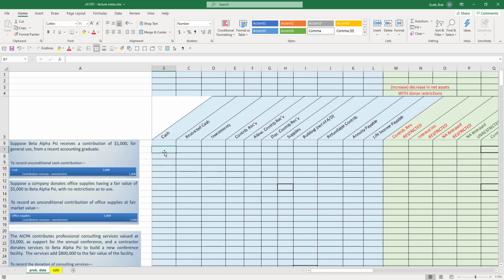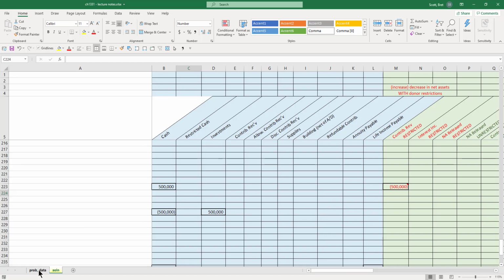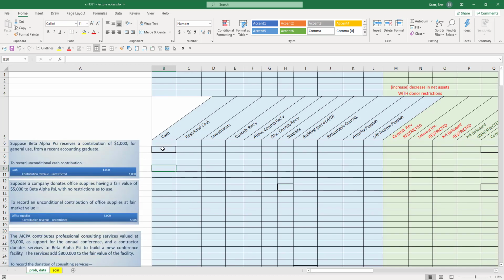But for purposes of this class, all I really want you to do is focus on what the transactions we need to worry about are. So in this case, on the left-hand side, on the problem data tab of this worksheet, you will get information about the transactions. The next set, the solutions, show you the answers of what's going on. But I want to make sure that you have the ability to follow along and fill in this information as we go.